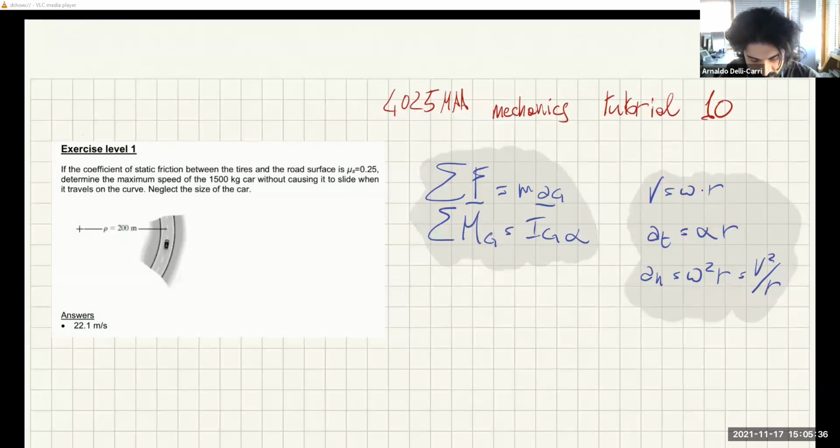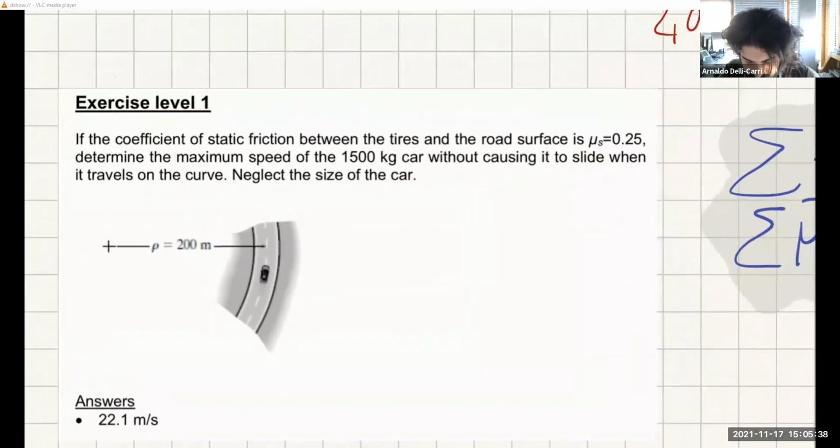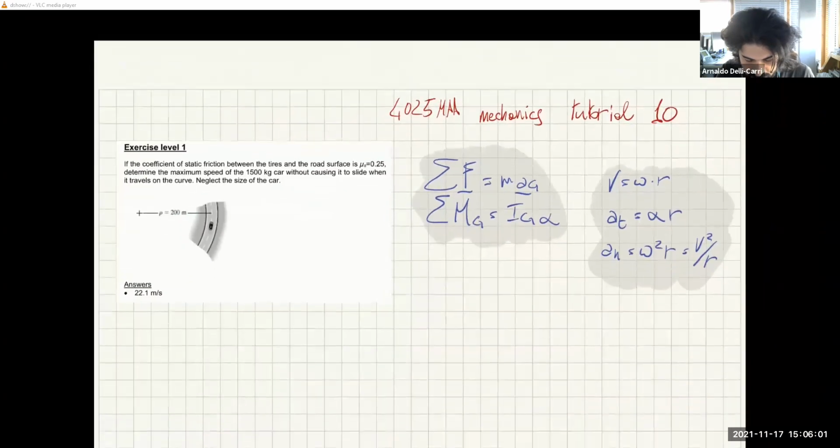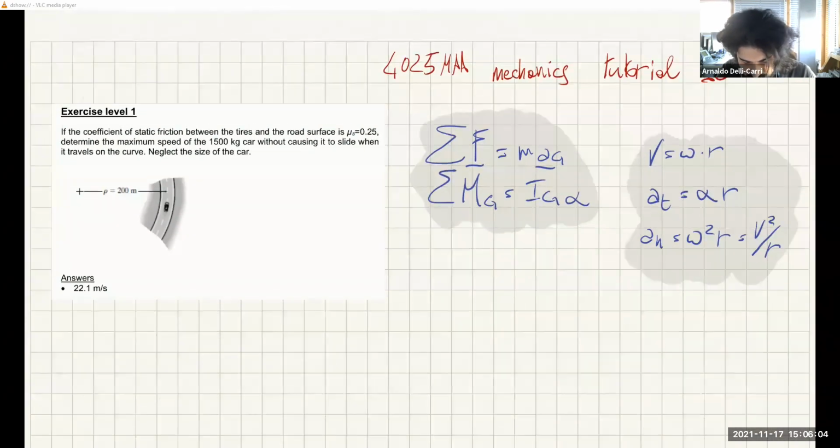So let's start. If the coefficient of static friction between the tires and the road surface is mu s, determine the maximum speed of the 1500 kilogram car without causing it to slide when it travels on the curve. Also neglect the size of the car. So we have this curve, which has a radius of curvature of 200 meters. And this car is going on a curve.